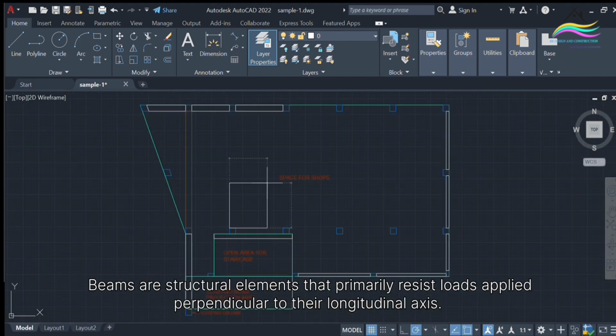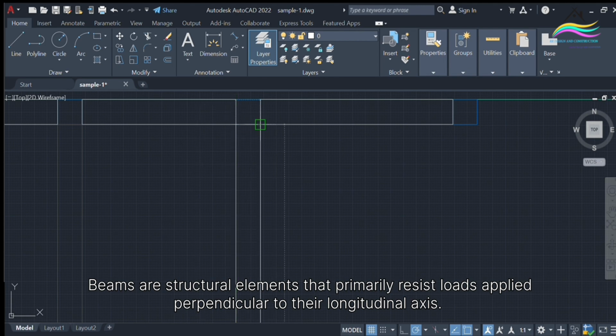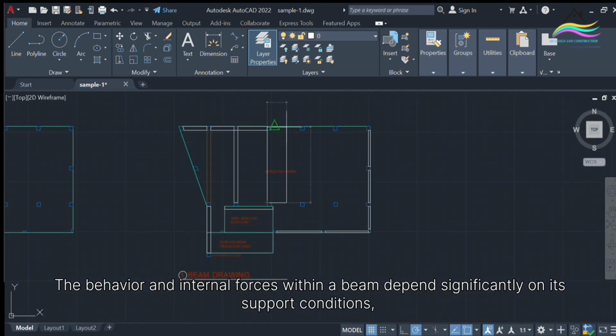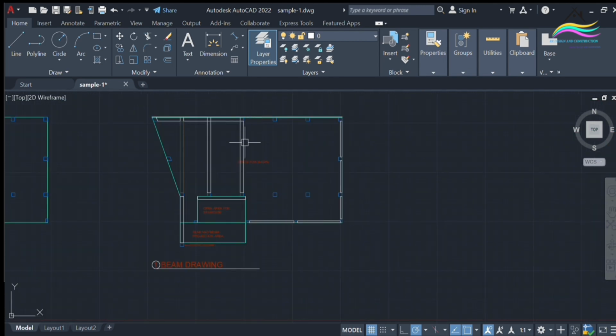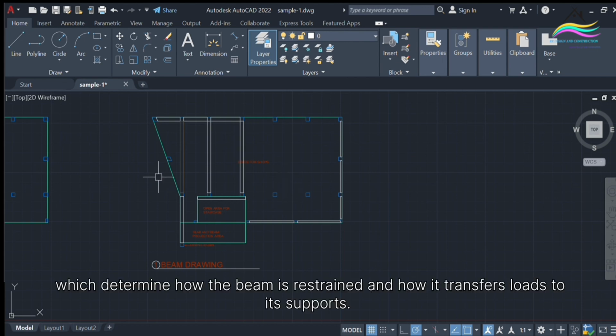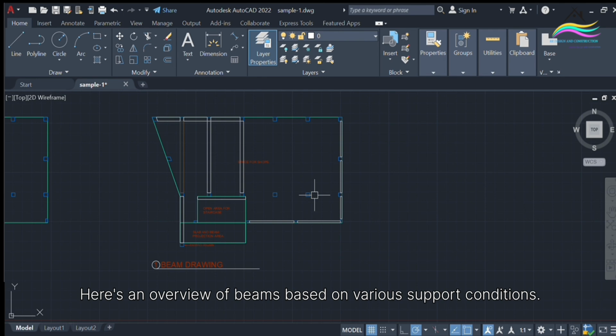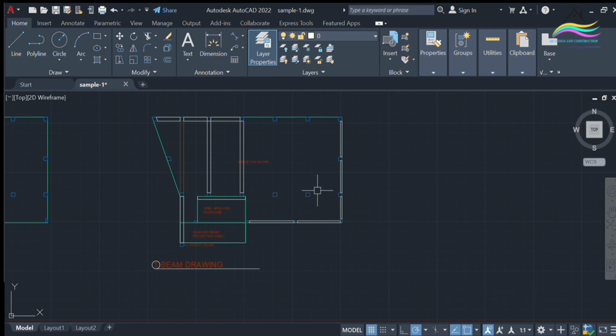Beams are structural elements that primarily resist loads applied perpendicular to their longitudinal axis. The behavior and internal forces within a beam depend significantly on its support conditions, which determine how the beam is restrained and how it transfers loads to its supports. Here's an overview of beams based on various support conditions.